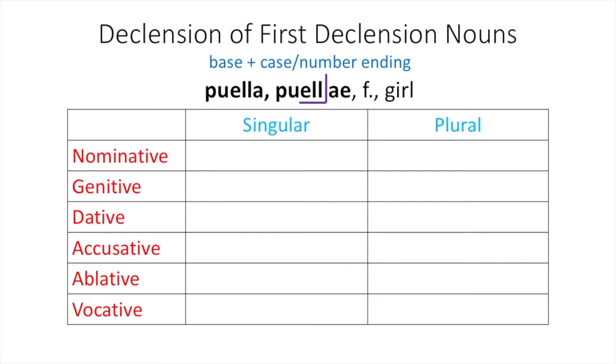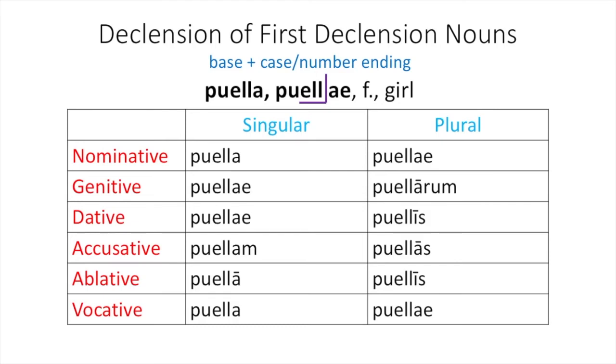So hopefully you remembered to remove your AE to get your base. So puell will be your base to decline puella, puellae, girl. And then you would use that to get these forms. Puella, puellae, puellae, puellam, puella, puella in the singular; puellae, puellarum, puellis, puellas, puellis, puellae in the plural. And make sure you do this in this order so that you have all of these cases figured out and memorized in the proper order so you know what case and number goes with what ending.